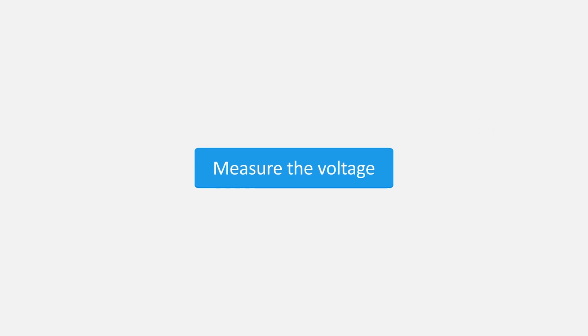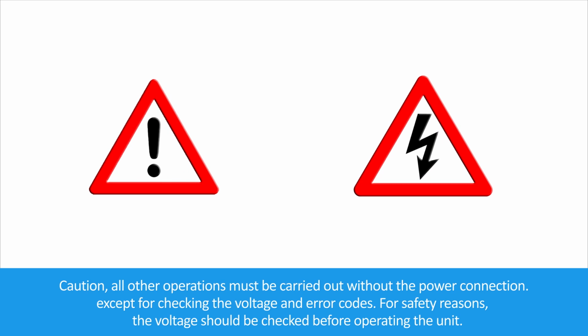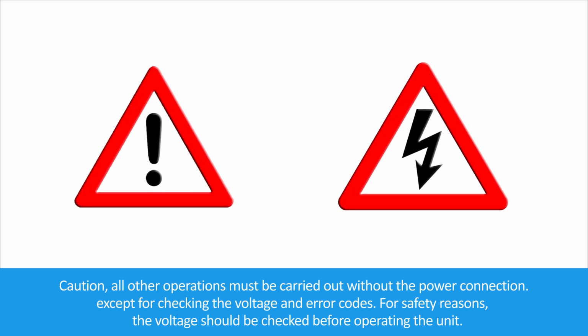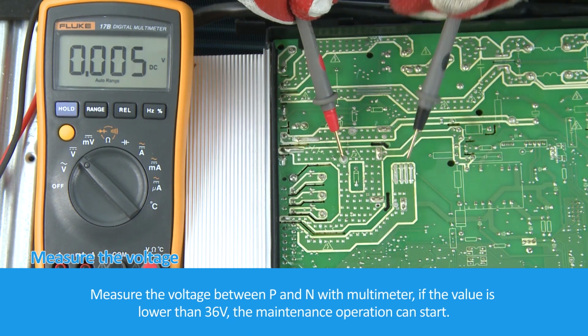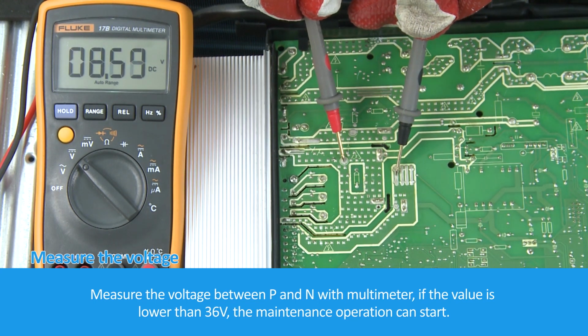Measure the voltage. Caution: all other operations must be carried out without the power connection except for checking the voltage and error codes. For safety reason, the voltage should be checked before operating the unit. Measure the voltage between P and N with multimeter. If the value is lower than 36 volts, the maintenance operation can start.